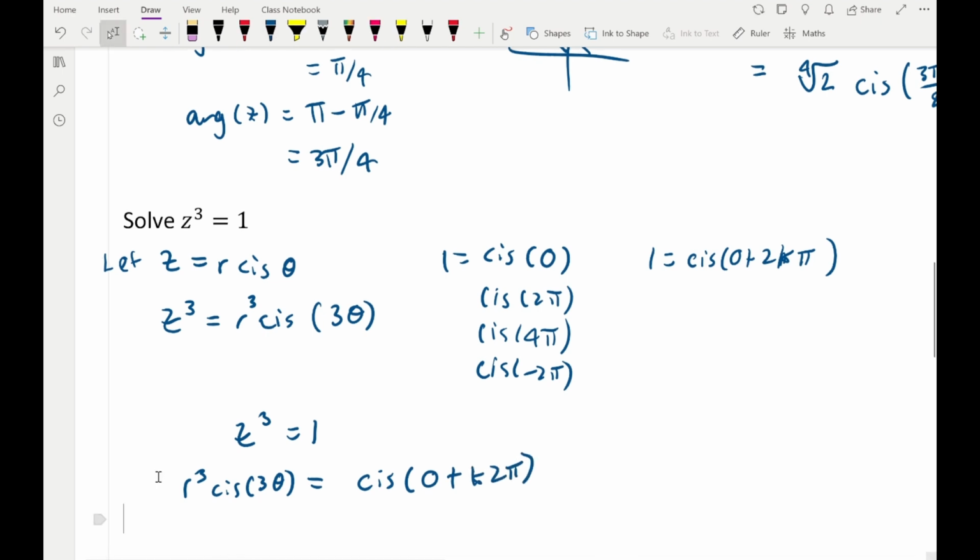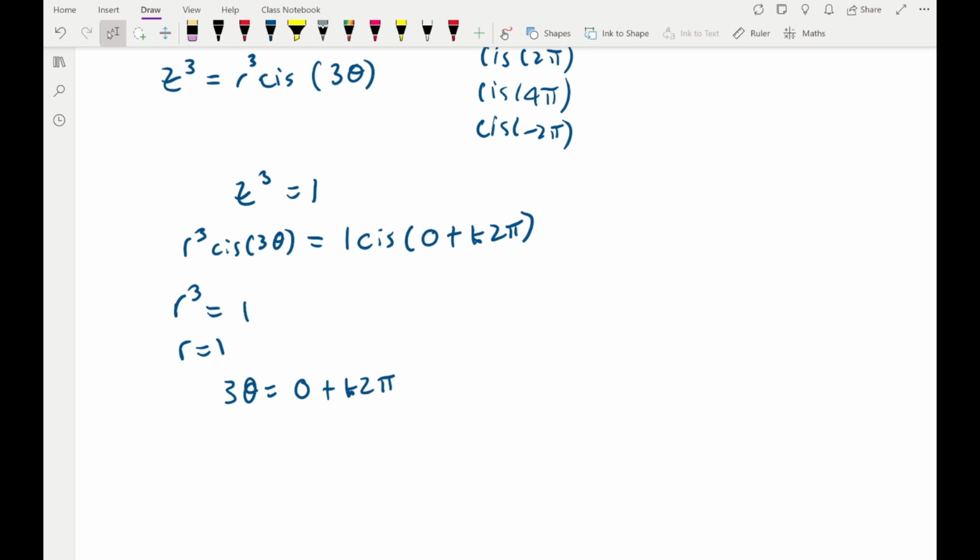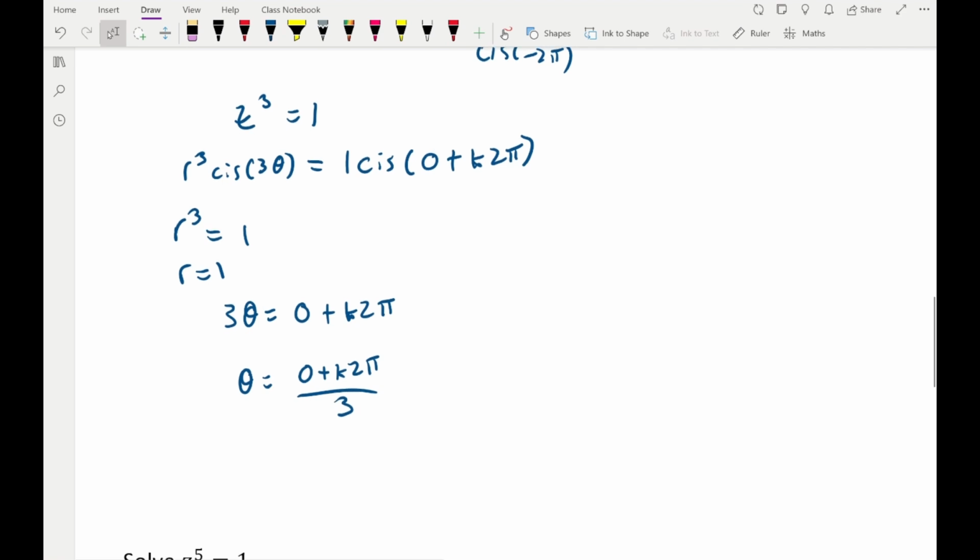Then we just compare the moduli and the arguments. So r cubed would have to equal 1, so r equals 1. And then 3 theta equals 0 plus k 2 pi. What we need to do is find our value of theta. So theta could be 0 plus k 2 pi over 3. Now what we do is sub in lots of different values of k until we find all the values of theta that we could have.